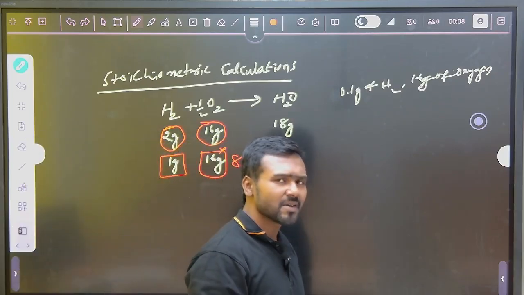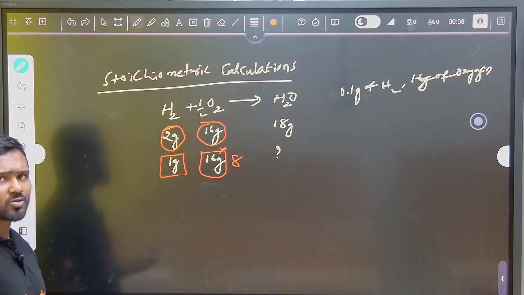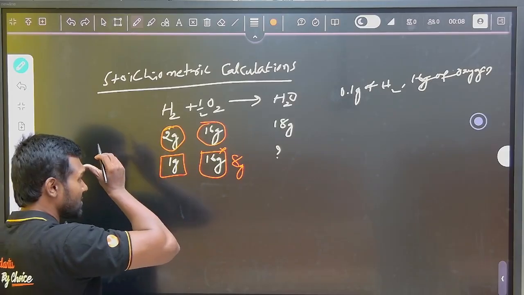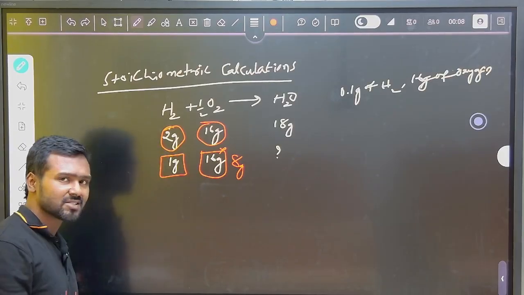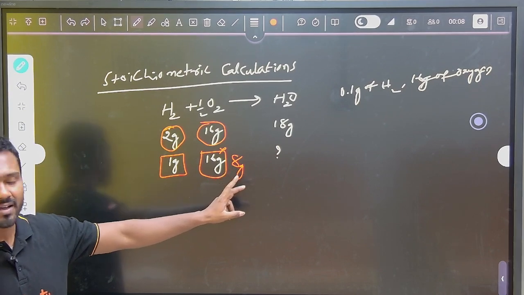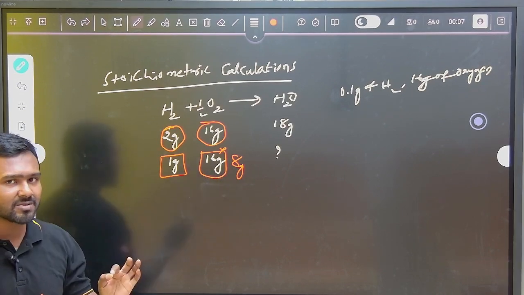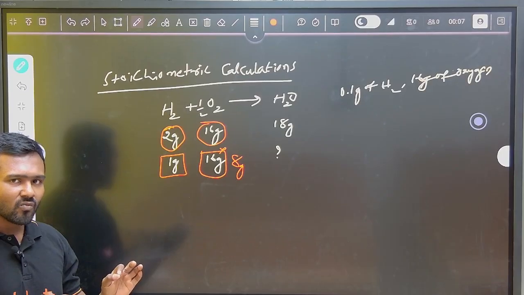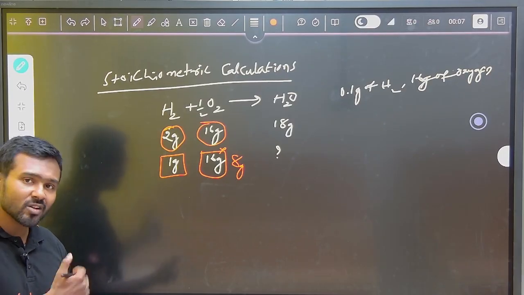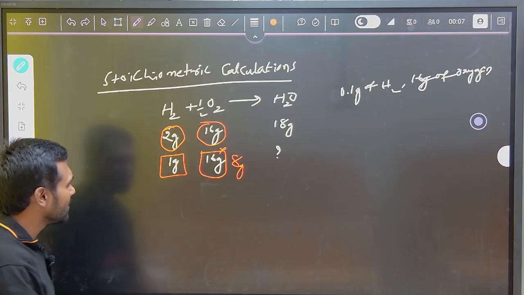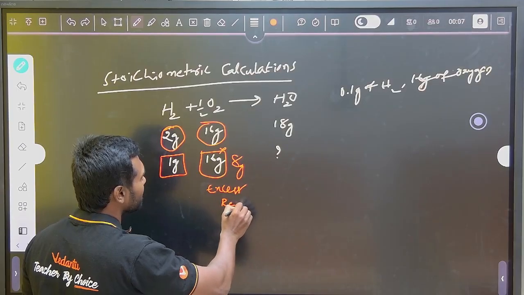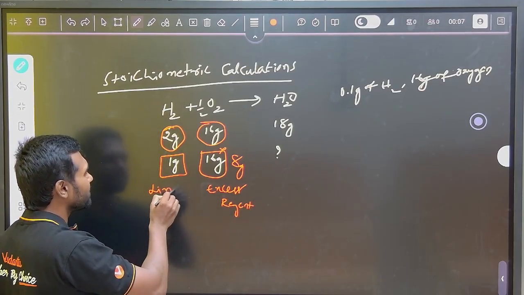How can you say that? By seeing the balanced chemical equation only, I am saying that. So here 2 grams is reacting with 16 grams, which means 1 gram will react with only 8 grams, not with 16 grams. So how much is required? 8 grams is only required here, but how many grams is given? 16 grams is given. That means whatever the quantity we want, they gave more than that. That means now this is excess reagent. This is now excess reagent. And this is limiting reagent.